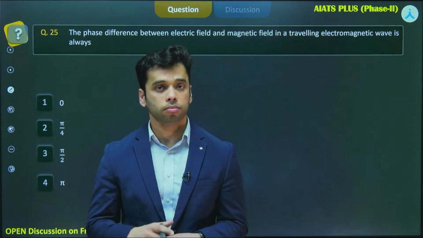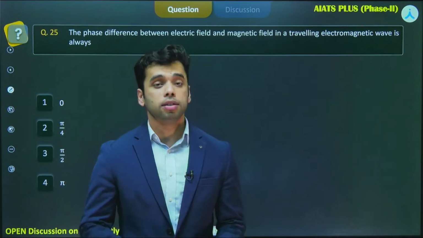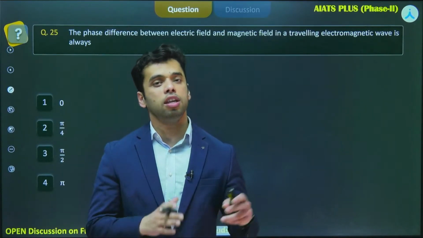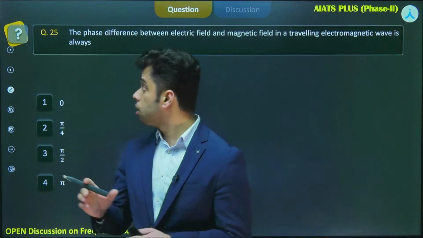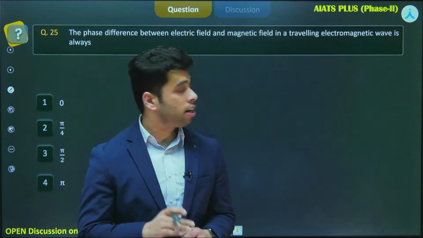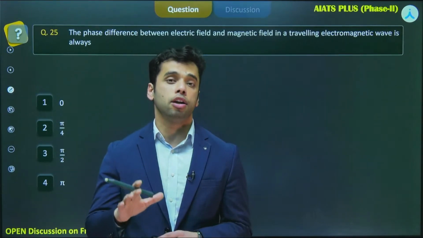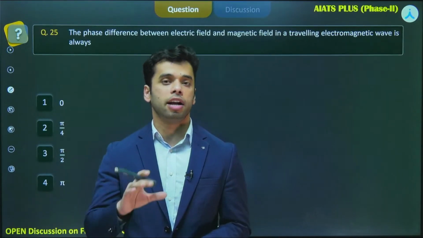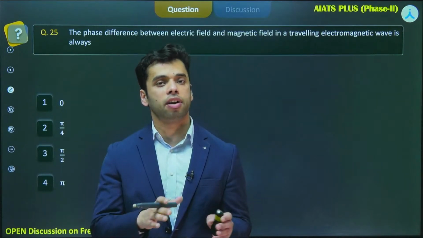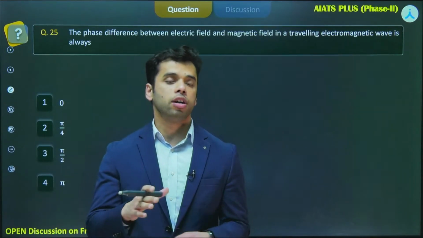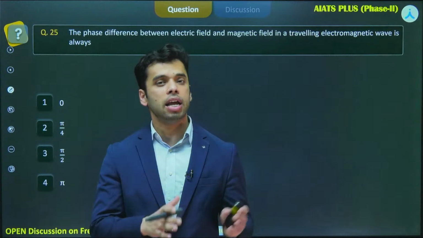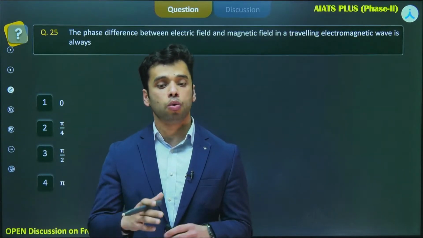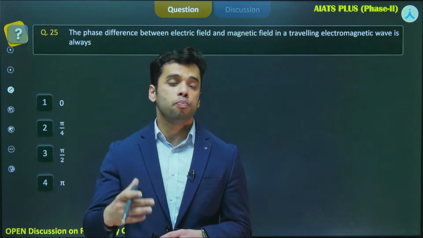Now dear students, please be very thorough with the concept that the phase difference between the magnetic field and the electric field in a traveling electromagnetic wave is equal to 0. There is no phase difference between the electric field and the magnetic field in a traveling electromagnetic wave. However, both the electric field and the magnetic field are perpendicular to each other, and they are also perpendicular to the direction of propagation of the wave.